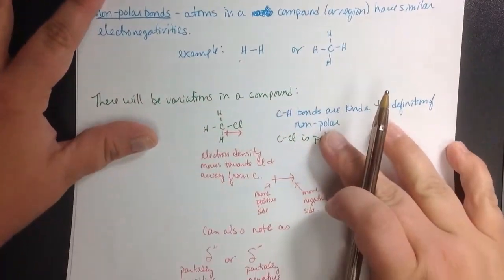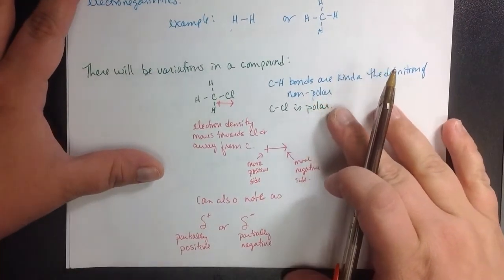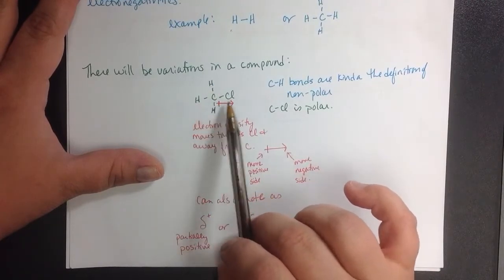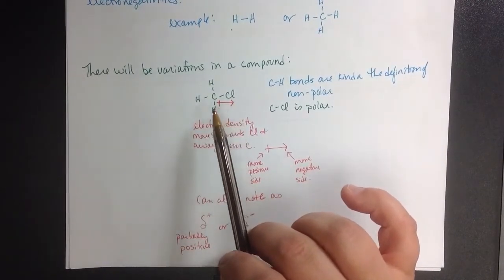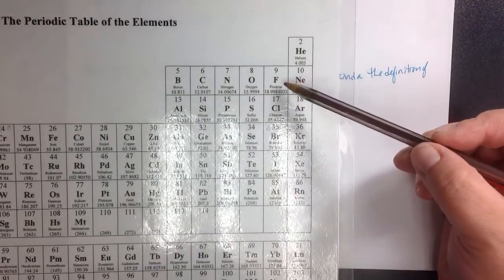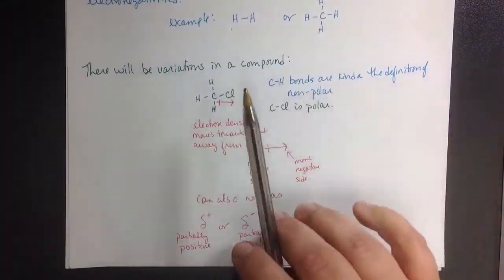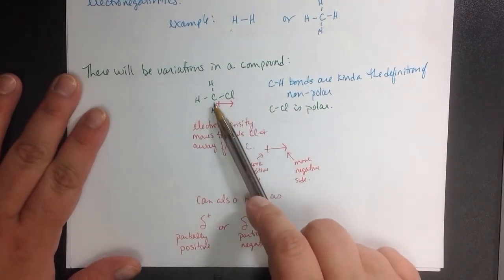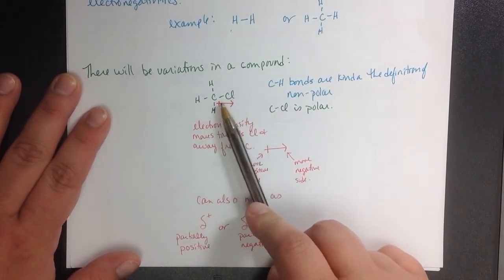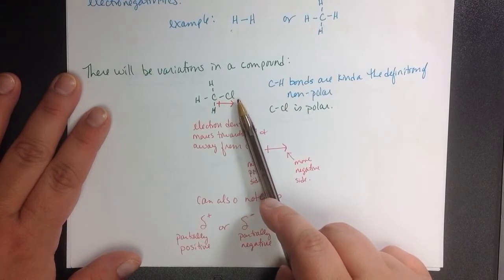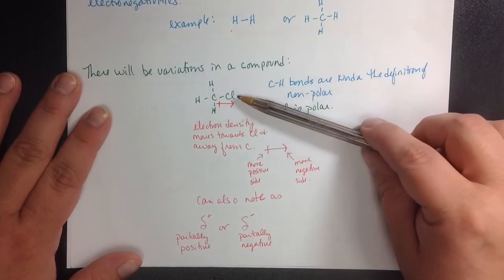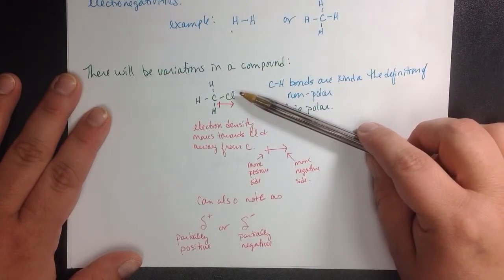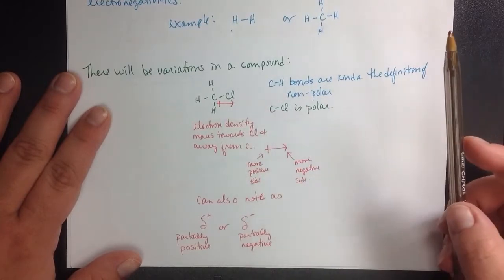There's many variations within a compound, and that's possible, and it's totally fine. So here we have a carbon with 3 hydrogens surrounding it, but a chlorine's over here. Well, chlorine, if you recall, is directly underneath fluorine. Chlorine's electronegative. C-H, as we said, those are nonpolar, so we don't have to worry about those. But this bond is going to pull electrons towards this side of the molecule. So electron density will move towards the chlorine and away from the carbon itself. And that's what this little arrow means.